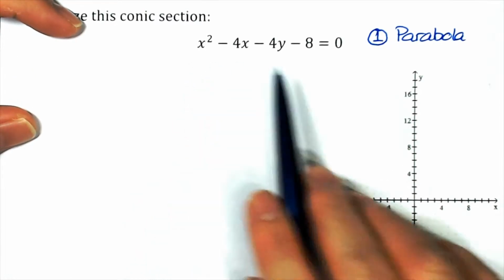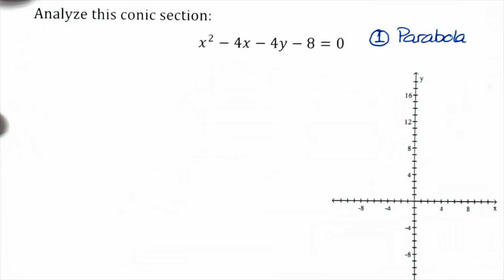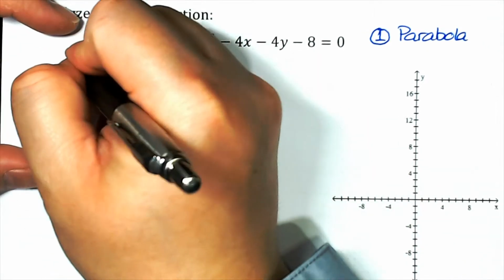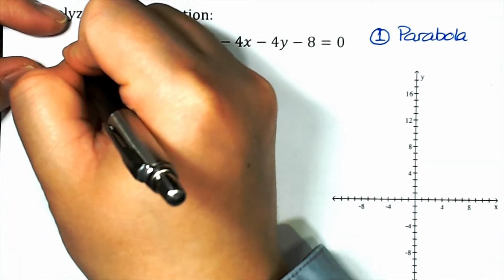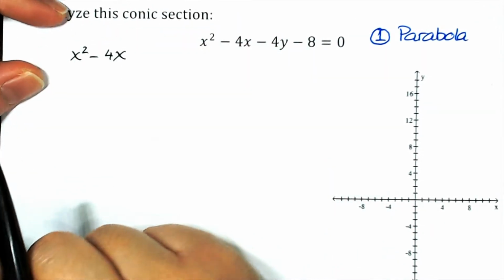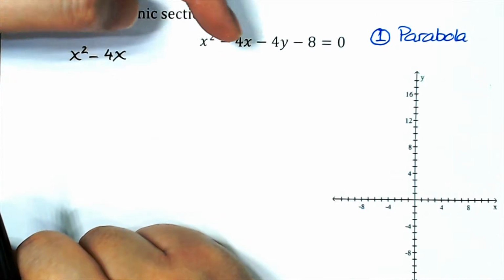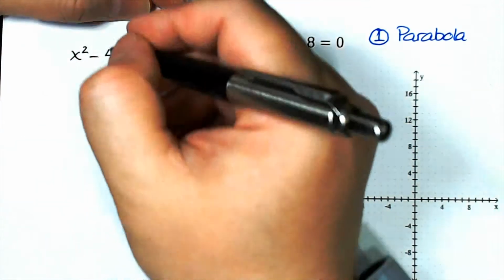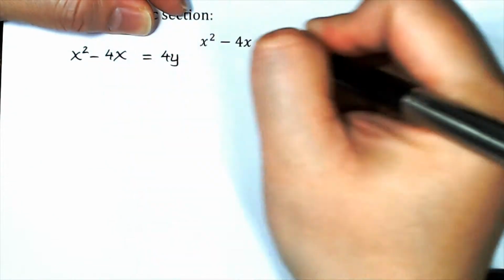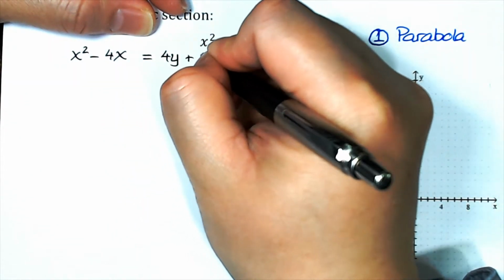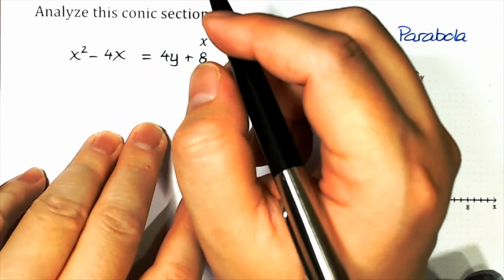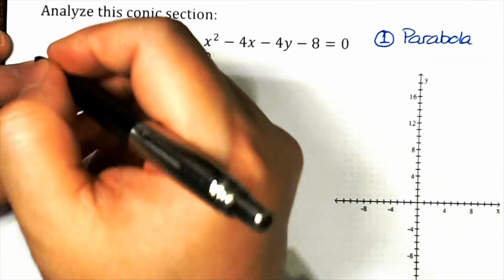Now we're trying to turn this into the standard form of the parabola. X squared minus 4x. So we're going to keep a square variable on one side, and then everything else will move to the other side: 4y minus 8, and minus 8 will be plus 8. So a square variable on one side, everything else on the other side.